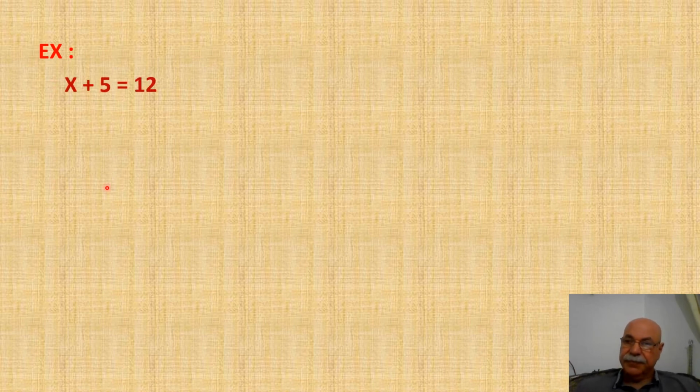Exercise. x plus 5 equals 12. I want to find the value of x. What do I do? You must do things in order to get the value. First, I must remove this 5 from both sides. This is plus 5, so in order to remove it, I must do minus 5.